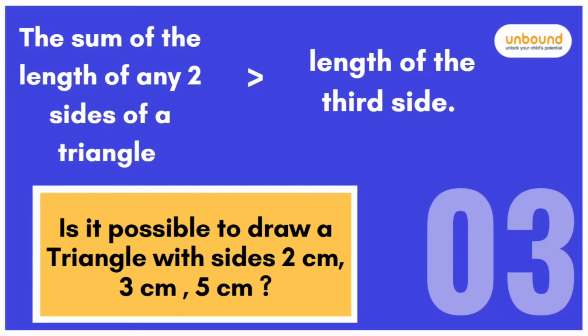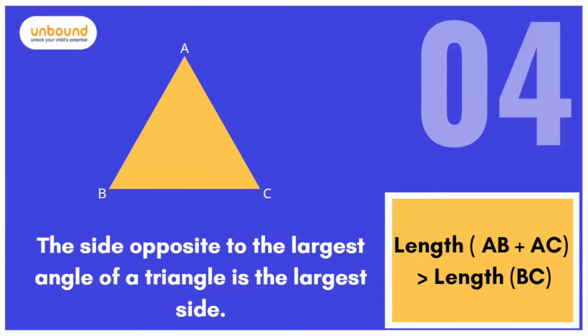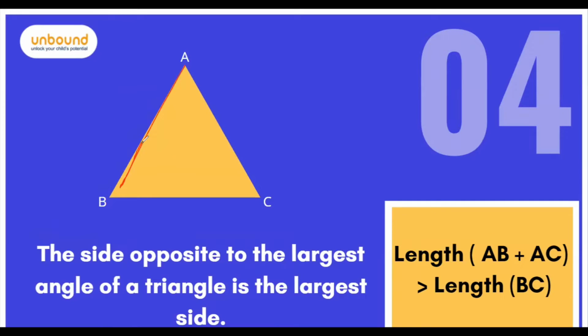For this you will use the above theorem, which says that the sum of the lengths of two sides of a triangle should be greater than the length of the third side. So here you have the sides given, do the sum and identify whether it's possible to make a triangle or not. Now the fourth property is that the length of AB plus AC should be greater than the length of BC.